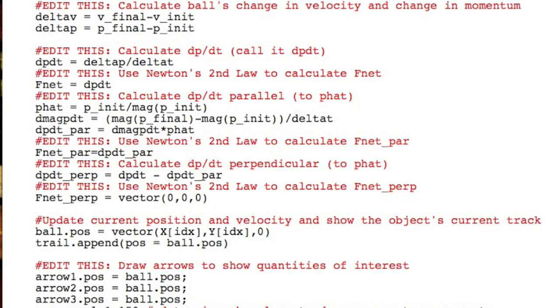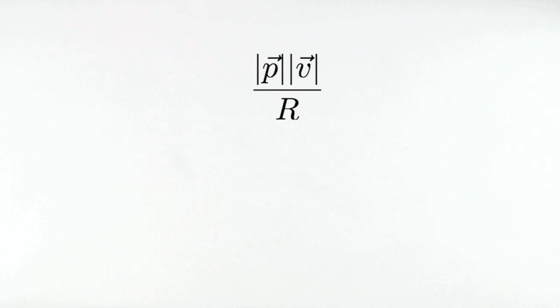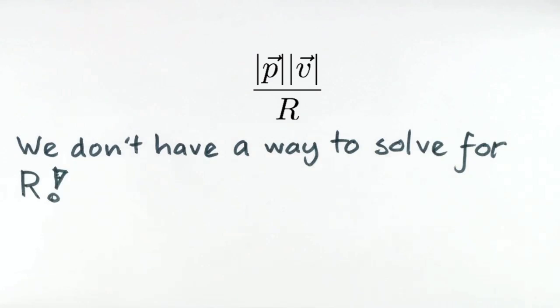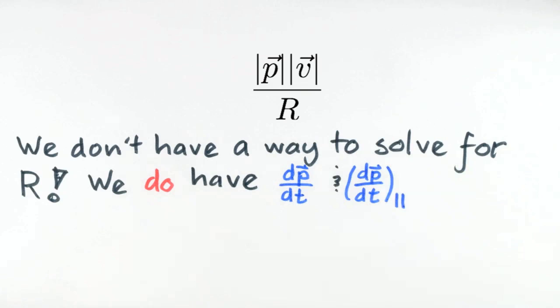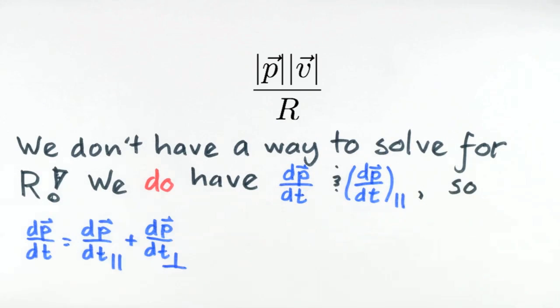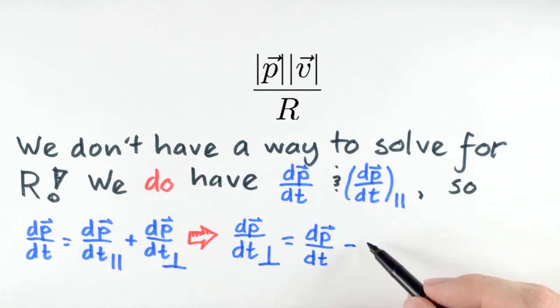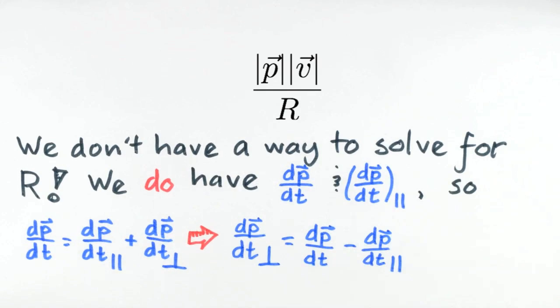Now, if you selected an answer that uses this expression, that won't work because we don't have a way to find r, the radius of the kissing circle. Instead, our correct response uses the fact that we already have estimates for dp dt and dp dt parallel. And so, since the vector dp dt must be equal to the vector sum of the parallel and perpendicular parts, we use vector subtraction of quantities we know to obtain the unknown delta p over delta t perpendicular. And moreover, we use Newton's second law to link delta p over delta t perpendicular to f net perpendicular.